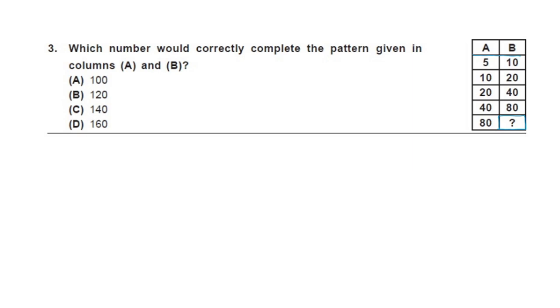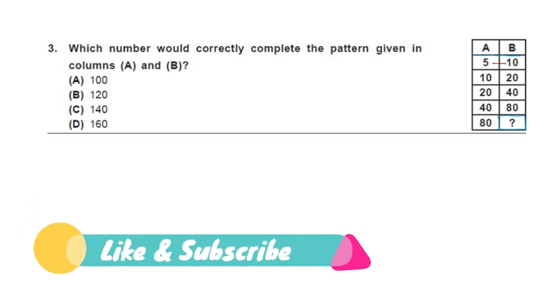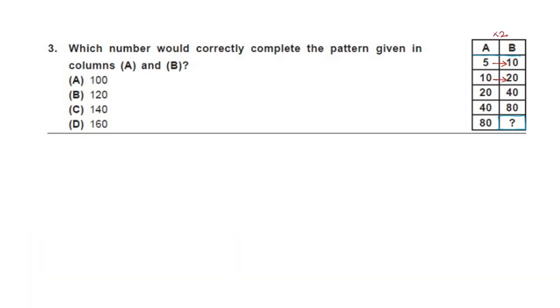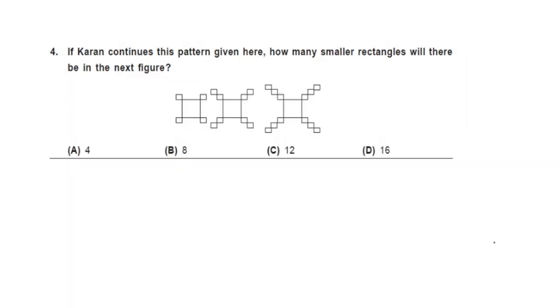Well, let's look at this together. Well, if you look at the numbers horizontally, they are double. That means B is equal to 2 times A. So if you notice, B will be 2 times 5, that is equal to 10. 2 times 10 is equal to 20. So on and so forth. So 2 times 80 will be equal to 160. So your right answer is option D, 160.